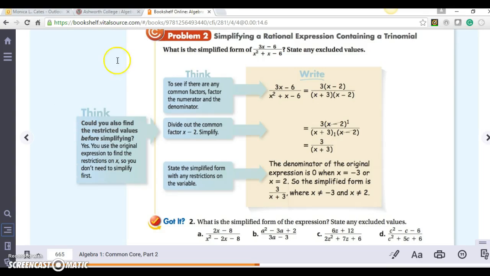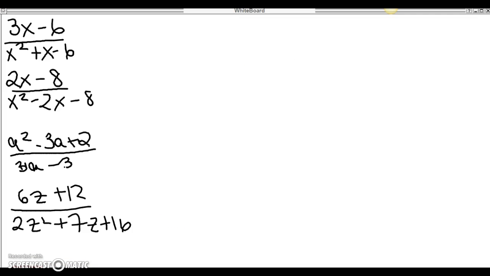Okay, let's look at problem number 2, simplifying a rational expression containing a trinomial. What is the simplified form of 3x minus 6 over x squared minus x minus 6? State any excluded values. So I've written it here on my whiteboard, and what I need to do first is factor. Looking at the numerator first, 3x minus 6, I have a common factor of 3, so I have 3 times x minus 2. The bottom is a quadratic, so I can break it up.